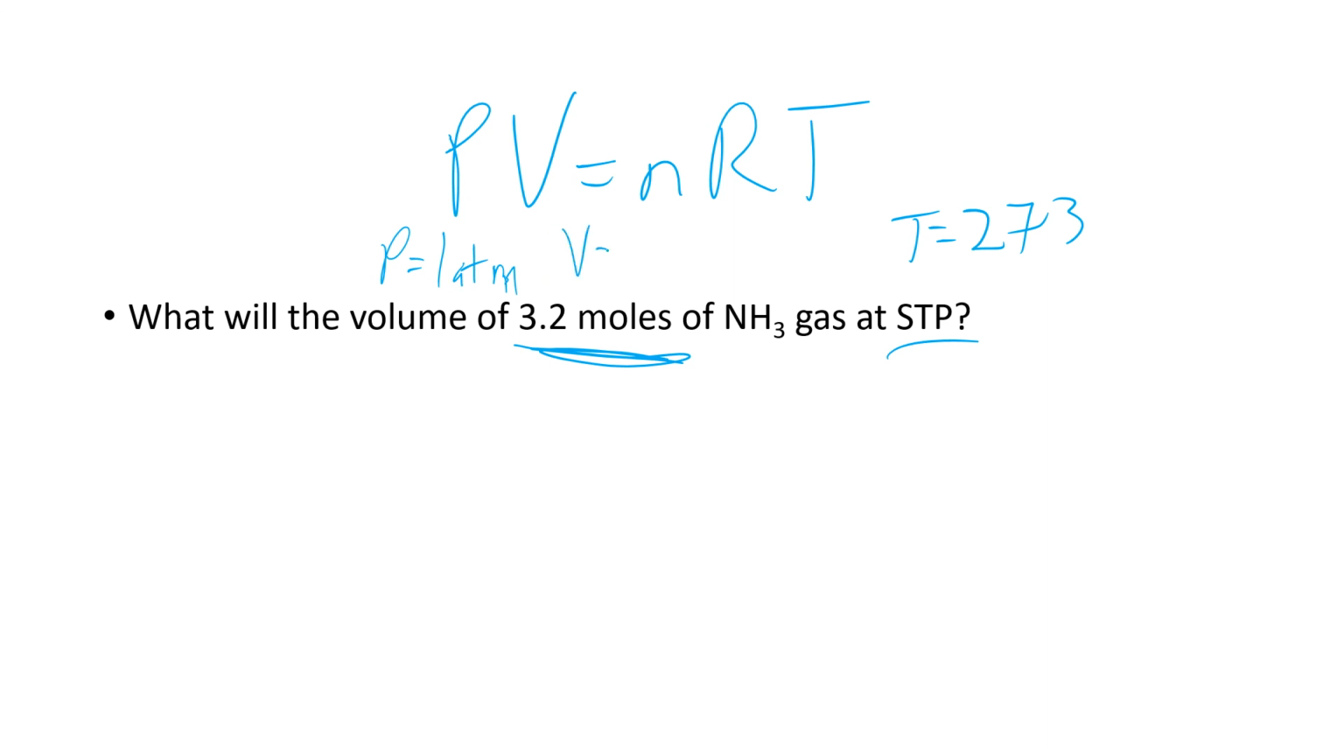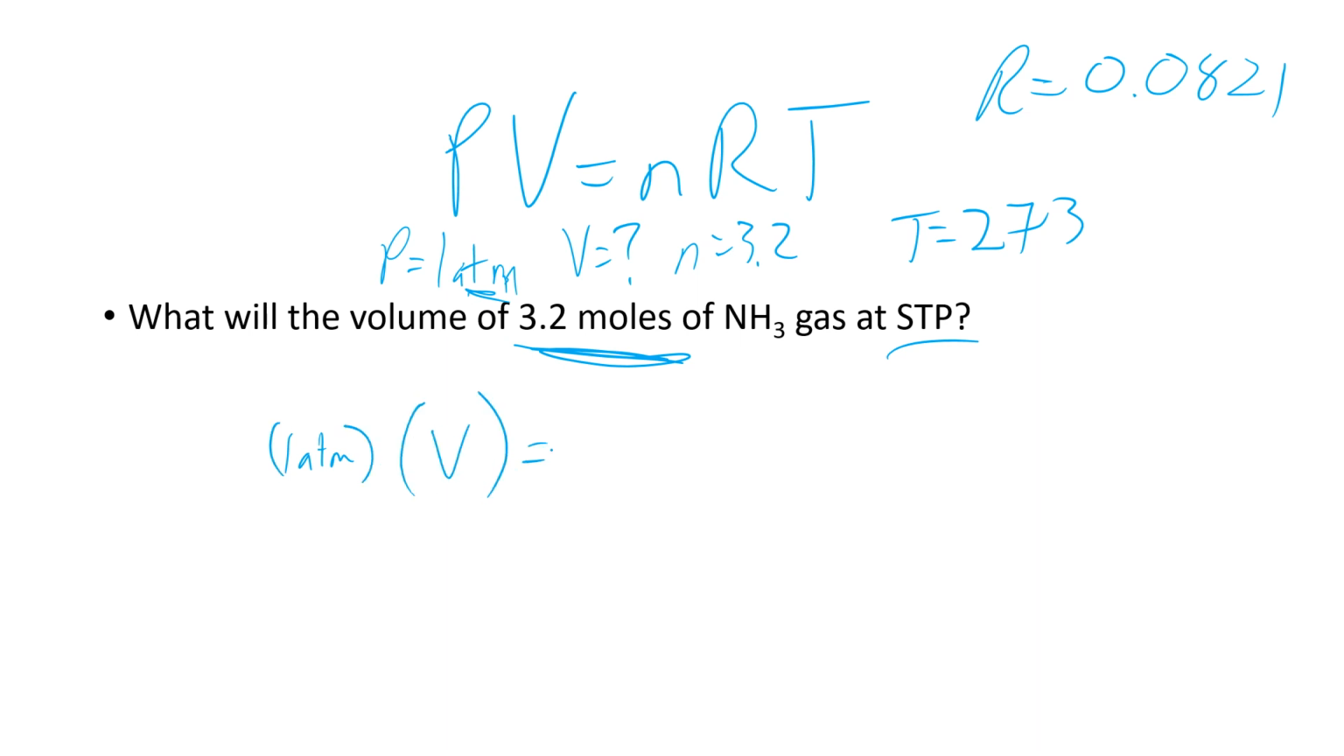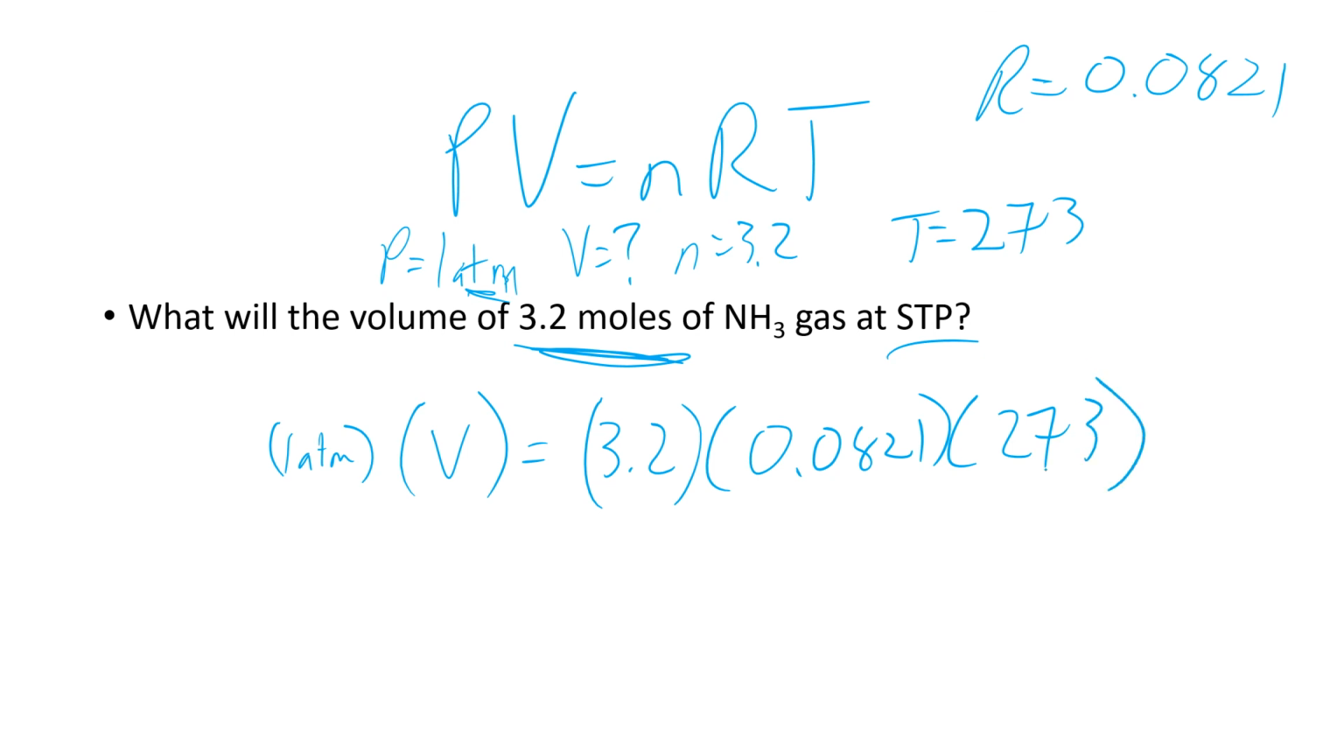Volume is what we're looking for, so volume is our question mark. We have the moles, and it's equal to 3.2. And R, because we used atmosphere, our R is going to be the 0.0821, right? Isn't that what that is? 0.082, yeah. All right. So we just plug all that in now. So we got the P is 1 atmosphere. Our V is question mark. Our N is 3.2. Our R is 0.0821. And our T is 273. And we're going to solve for V.